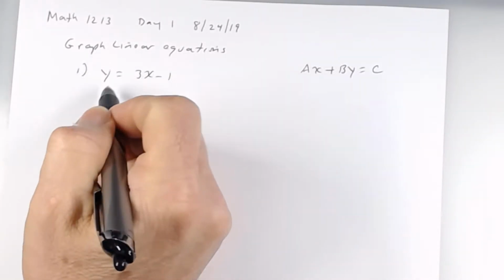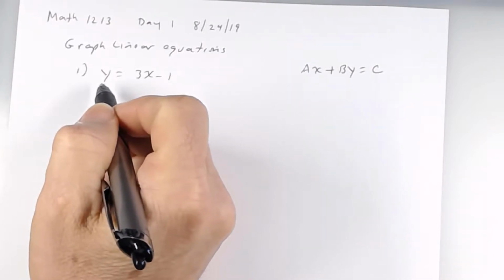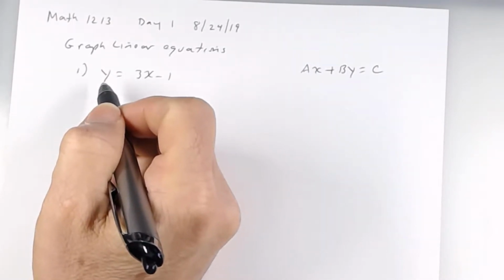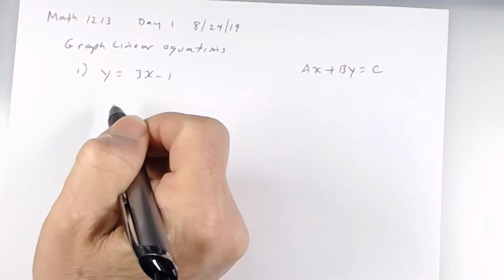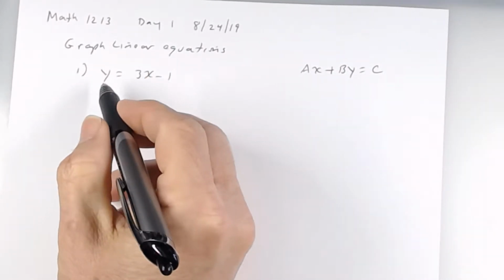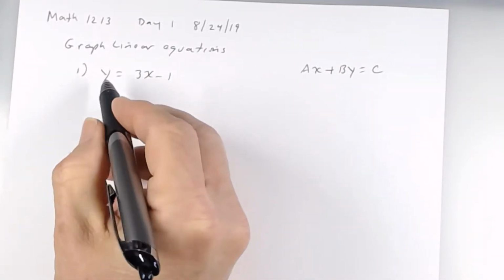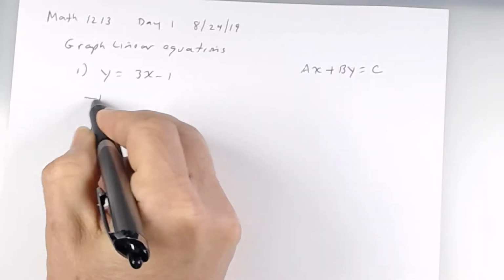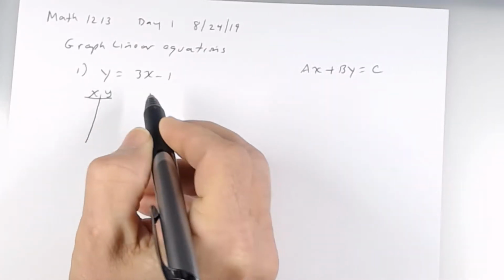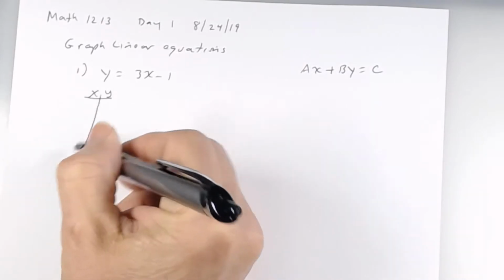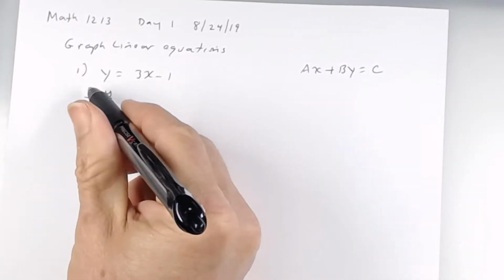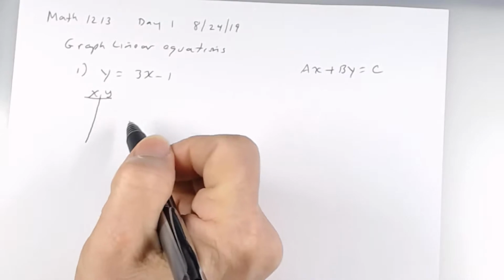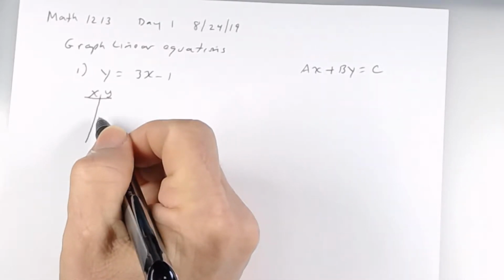All right, so whenever y is by itself, and the ones that you have in MyMathLab and the ones that you have in the worksheet, y is by itself. So whenever y is by itself, the way they want you to do it in MyMathLab is to use a t-table, just like this. So you have your x column, you have your y column.